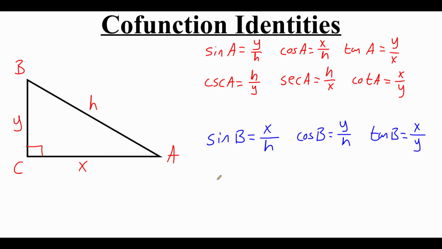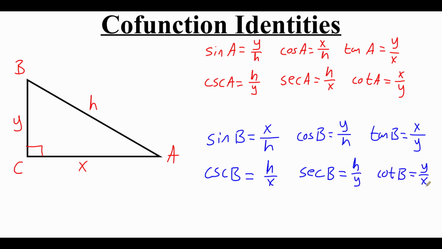And then again, we can do those reciprocals as well. The cosecant of B would be H over X. The secant of B would be H over Y. And the cotangent of B would be Y over X. So what we should be noticing is that the sine of angle A is the same as the cosine of B, or the cosine of A is the same as the sine of B. The tangent of A is the same as the cotangent of B. So what we've got here is a relationship between these acute angles.